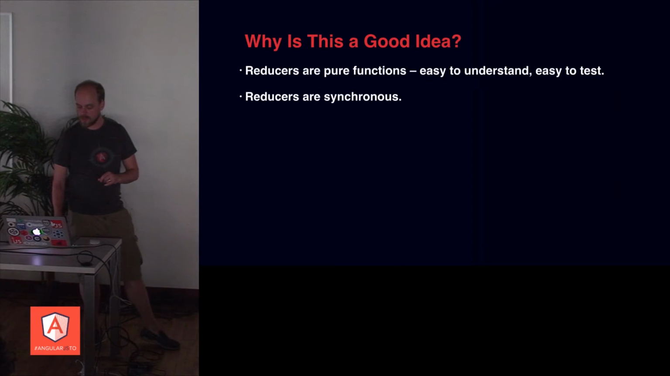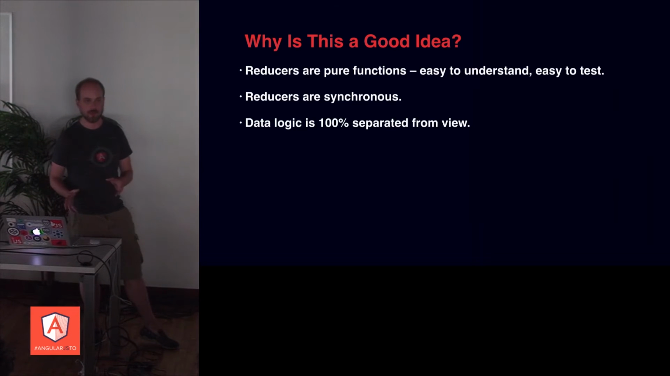So I think I already covered that. They're also synchronous, so you don't have to worry about promises or anything like that. Your data logic is 100% separated from your UI. Your reducers worry about the action stream and what should be in the store next. They don't worry about rendering. They don't worry about any of the UI considerations. So your UI can be totally decoupled from your store.